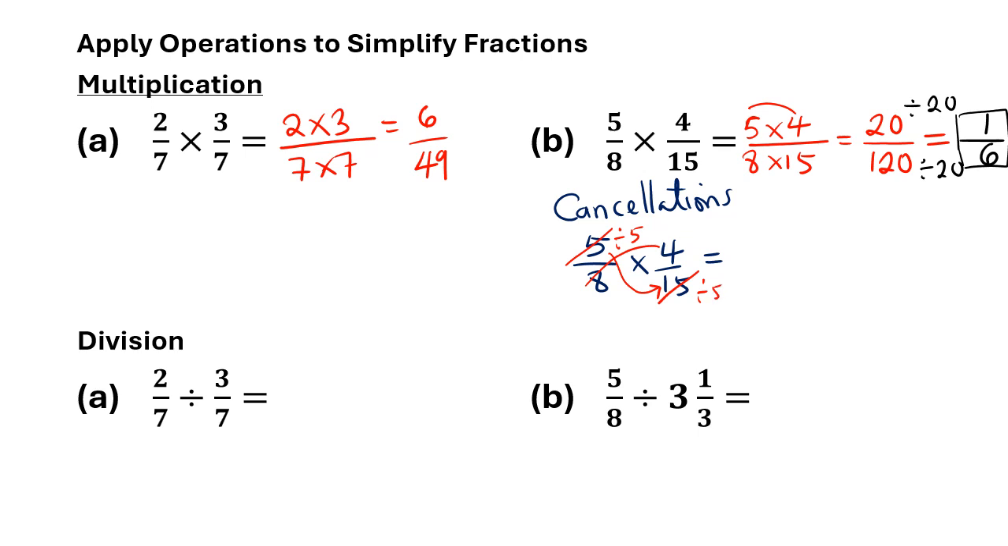So 5 divided by 5 is 1, right? Over, again, I'm going to do the same to 8 and 4. So 4 divided by 4 is 1, and 8 divided by 4 is 2, and 15 divided by 5 is 3. So look what I get. 1 times 1 will be 1, and 2 times 3 will be 6. So sometimes this is very helpful when you have large numbers to work with.